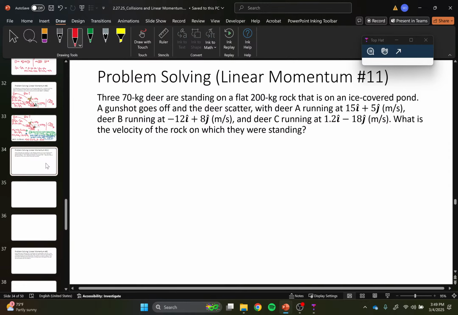Momentum in two dimensions with four objects. It's not as bad as it seems. It sounds bad, but it's not going to be that bad. Momentum is a very straightforward process.